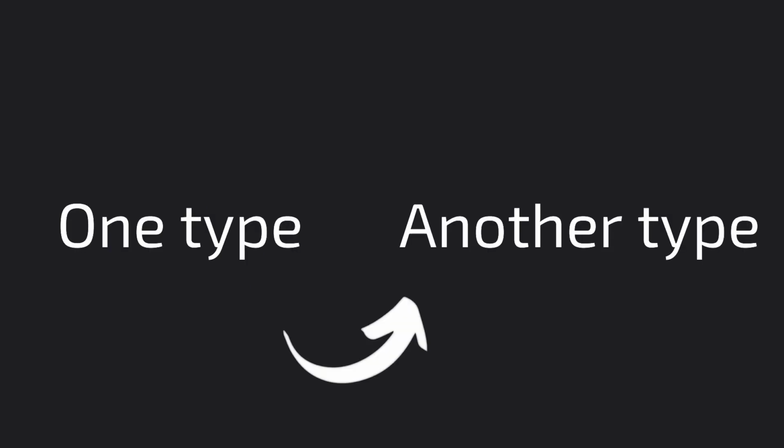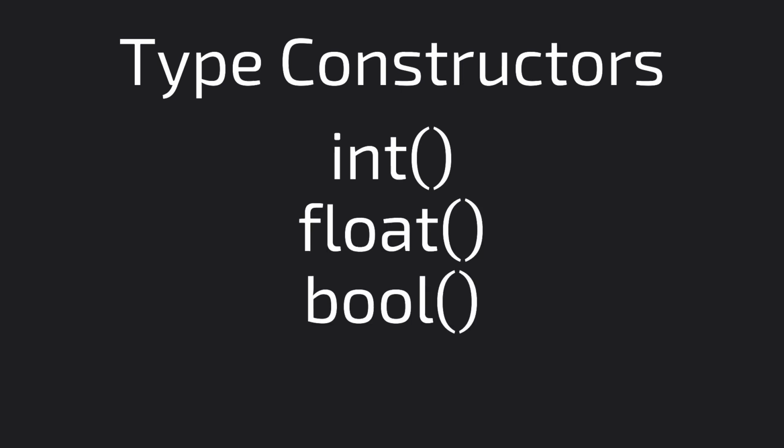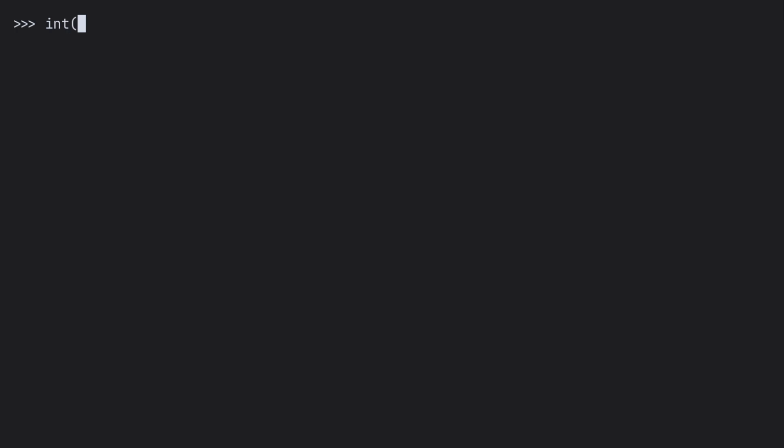Sometimes when you're programming, you need to convert one type into another. For example, you might want to convert a string with a number inside it into an integer. For that, you can call type constructors, which are conveniently named after the type it constructs. So, using our previous example, we can use the int function to convert "725" into 725. It works the other way around too. Using the str constructor, we can convert 725 back into a string.